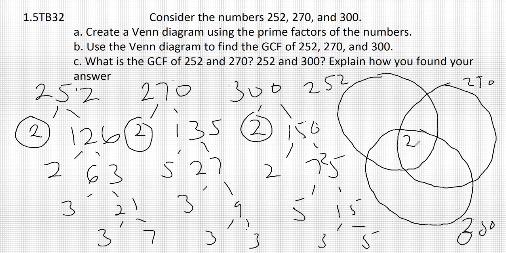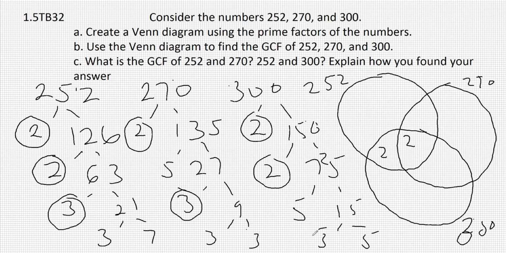Do we have another 2 in common for all of them? No, just for 252 and 300. So that goes in there. Do we have a 3 in common for all of them? Yes, we do. So that's going to go in the middle. Do we have another 3 in common? No, but we do have 1 in common for these 2 numbers.